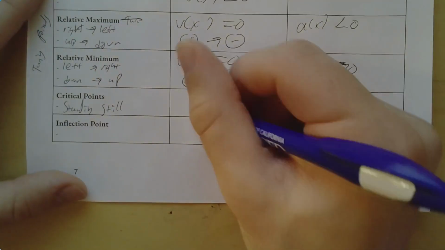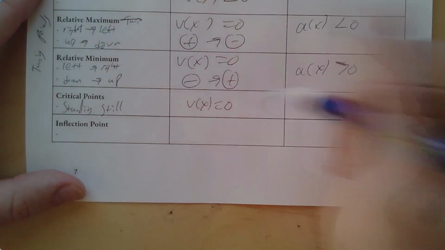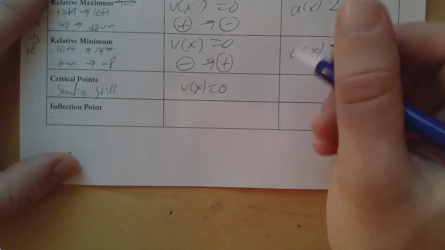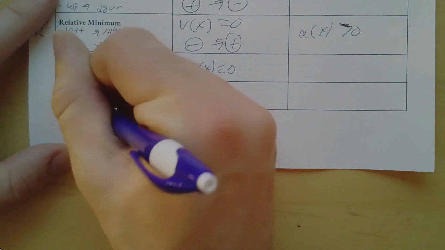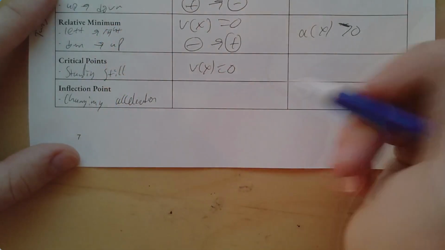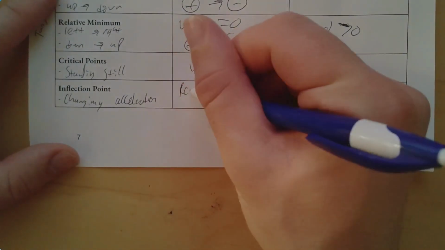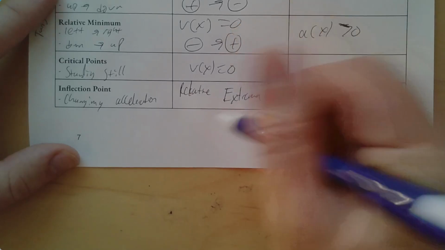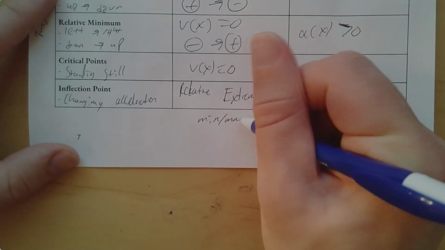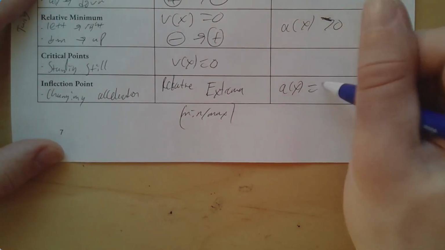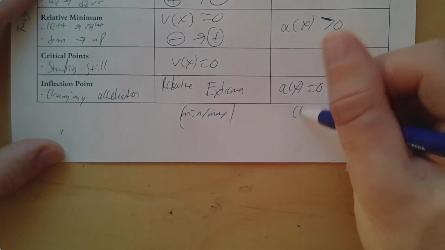Critical points, this is like standing still. That's what it's called. It's just when velocity equals 0, or undefined. Okay, that's fine. I'm going to leave it like that. Inflection point is like changing acceleration. That is again a relative extrema here. Min max, right? That's what that means, if that's not clear to you. And then here it's where the second derivative, or acceleration, equals 0 and changes signs.